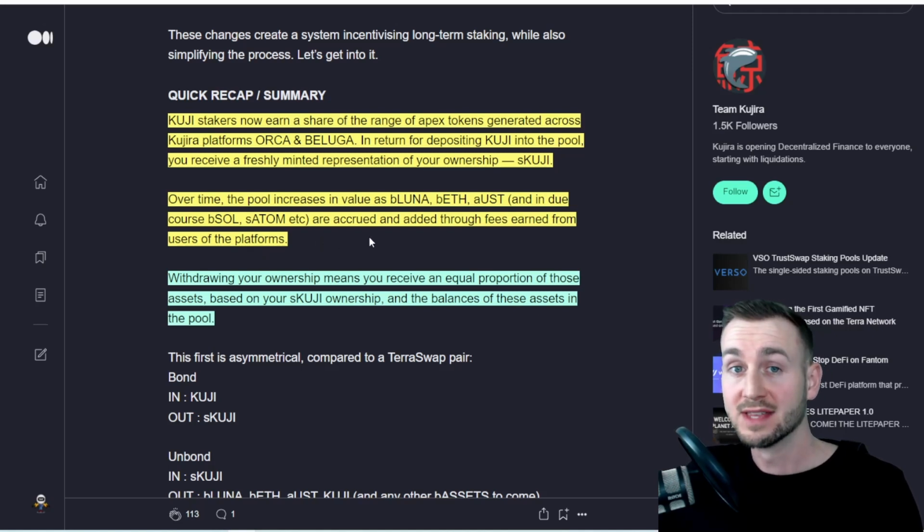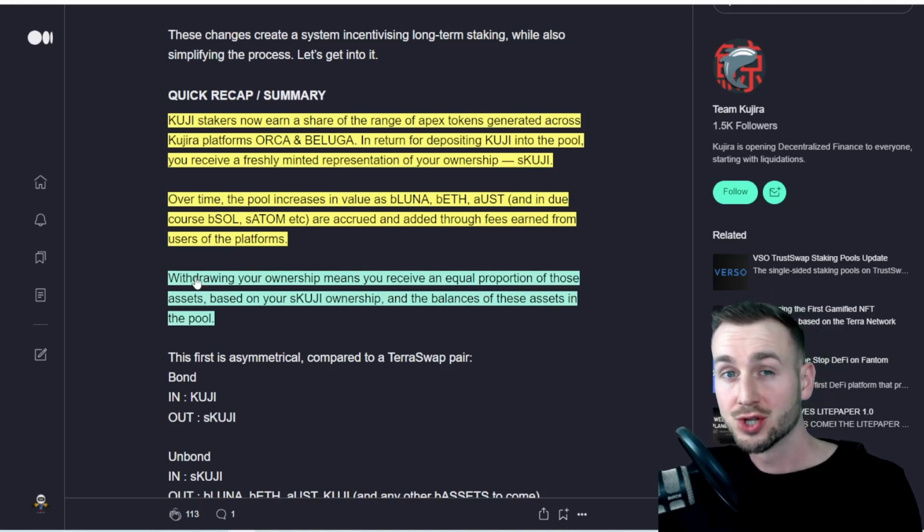The platform takes a cut of these as its revenue and now distributes them to the stakers. So if I'm staking Kuji, I've now got a claim to these other very desirable assets. So previously the staking model would incentivize me to maybe dump the Kuji, but now I want to accumulate more Kuji and lock it up into the staking pool because I know I'm going to be paid out in cryptocurrencies that I would wish to hold.